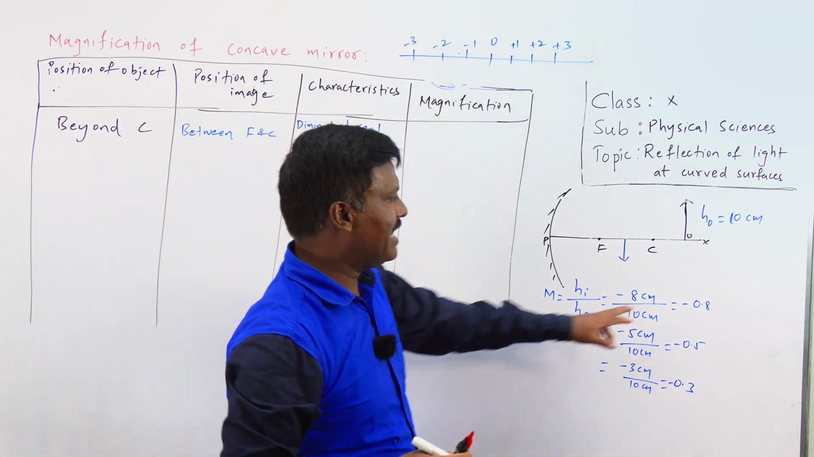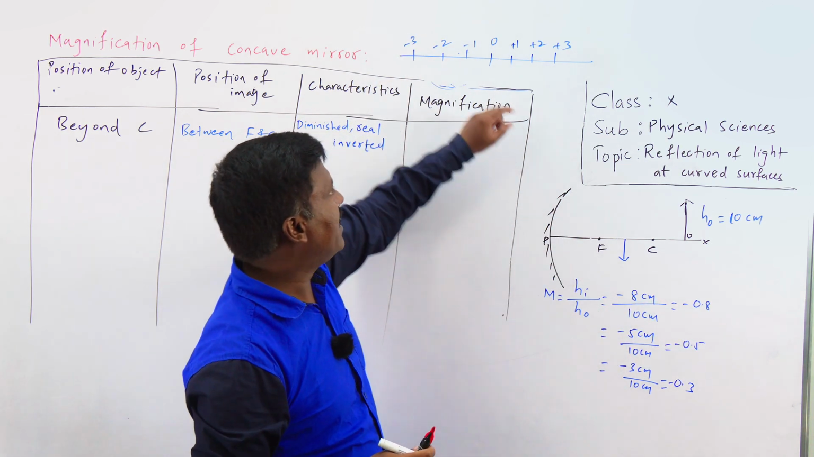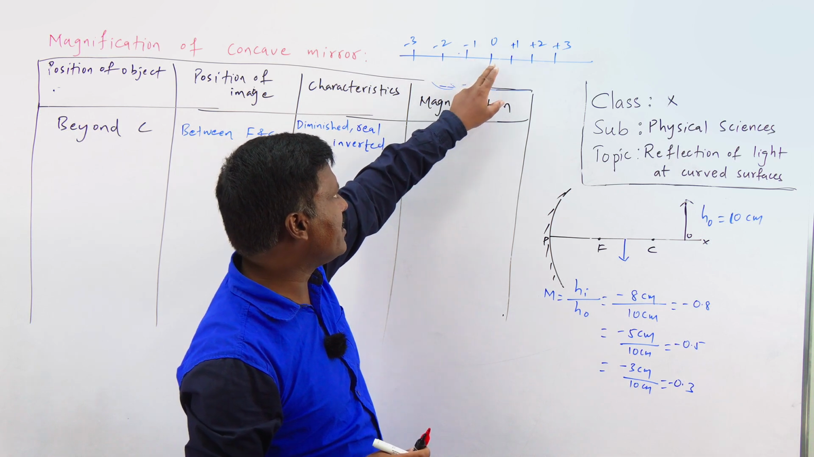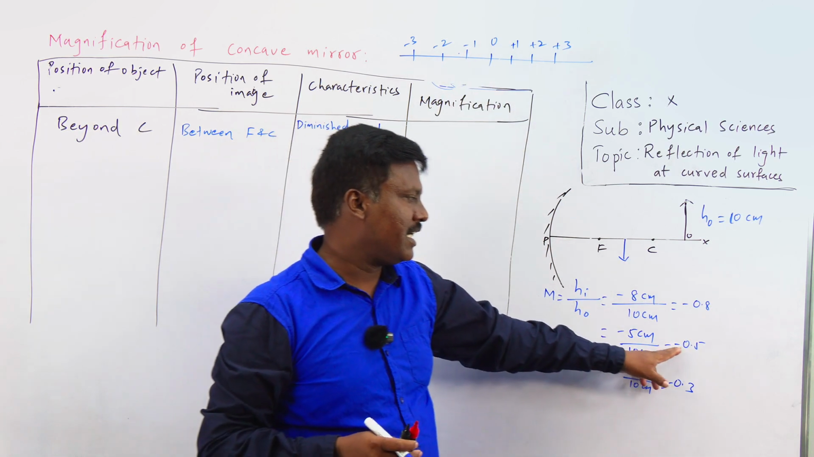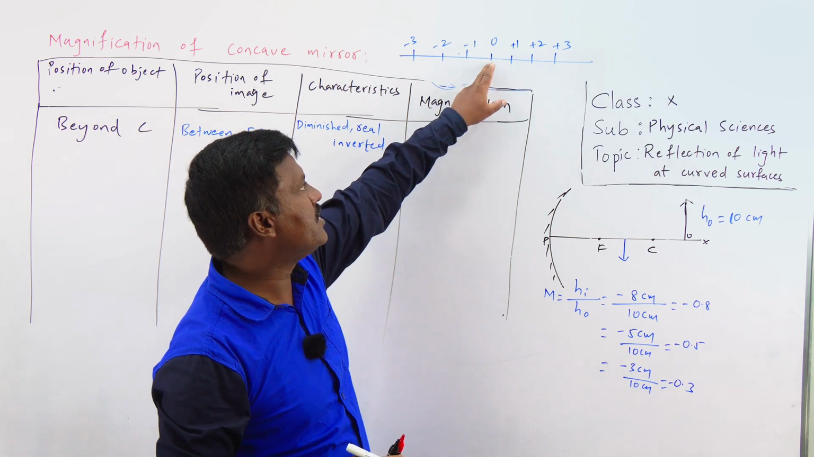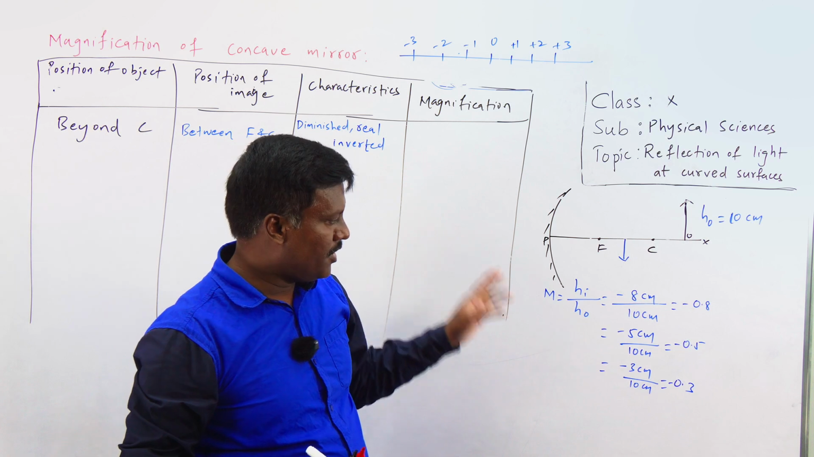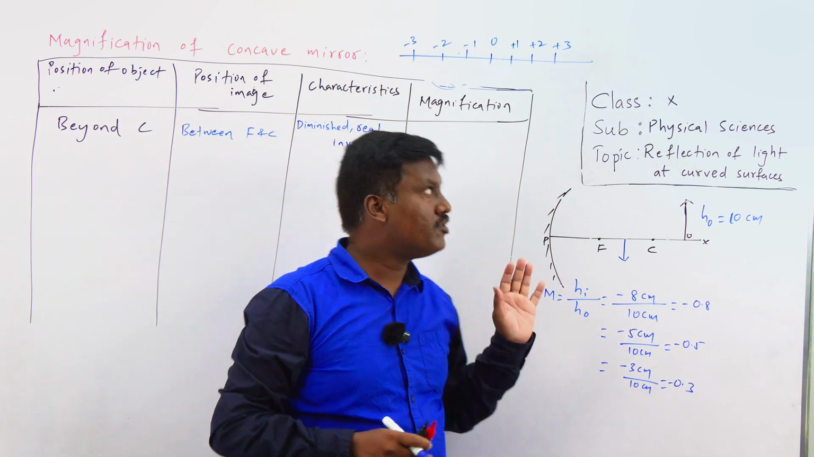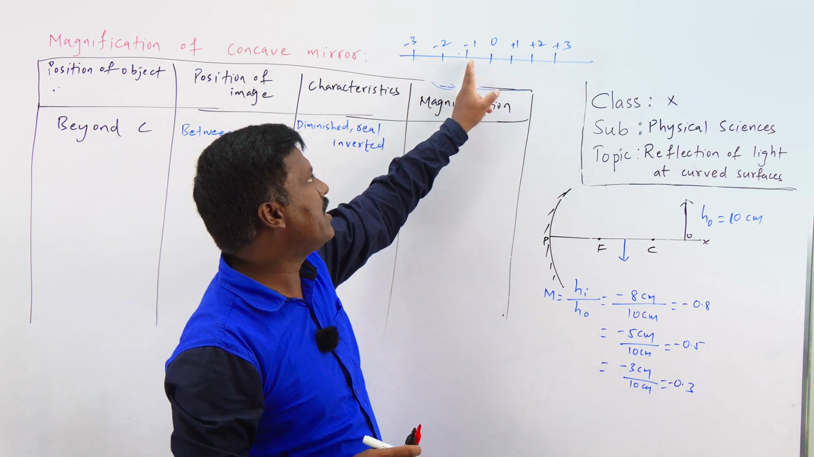Okay. Minus 0.8. Where do you find this minus 0.8? Between 0 and minus 1. Minus 0.5. Where do you find minus 0.5? Between 0 and minus 1. Minus 0.3. Where do you find it? Also between 0 and minus 1.